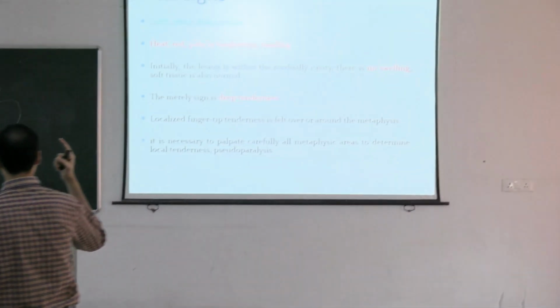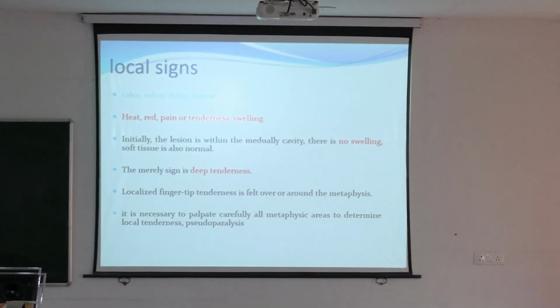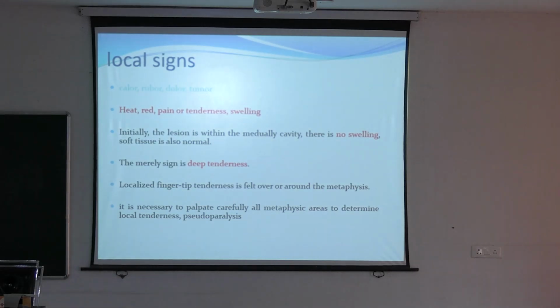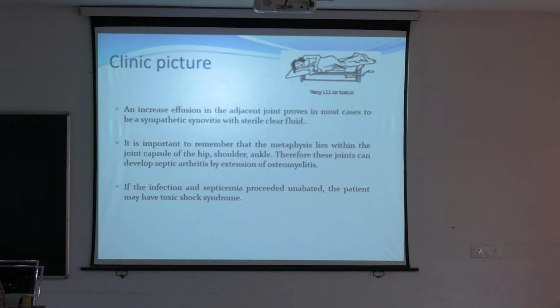So these are the local signs for acute osteomyelitis, okay? The same thing that I have told you. There will be heat, redness, pain, tenderness, swelling. In the very initial stages, the lesion is within the medullary cavity, there is no swelling, and the soft tissue is also normal. Deep tenderness: if you put pressure on the bone, you can feel the patient is having pain. That is what tenderness is. These are again things I have already told you about.